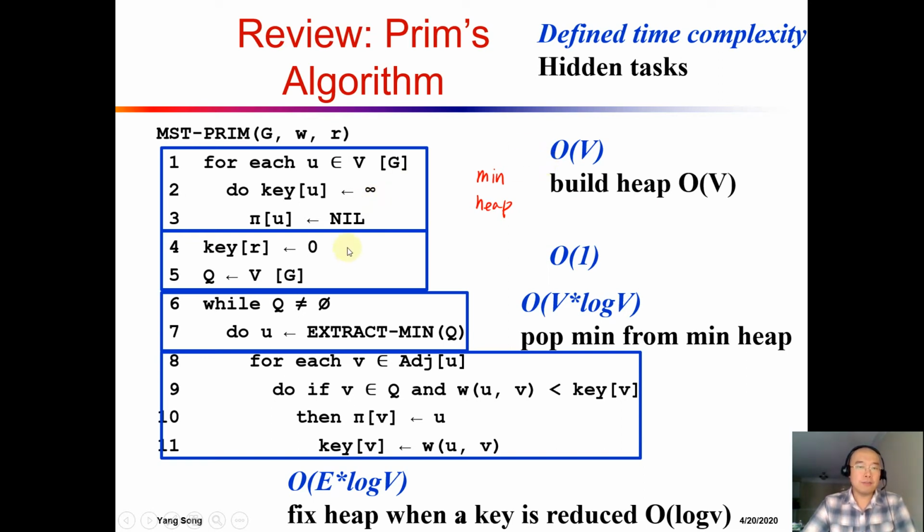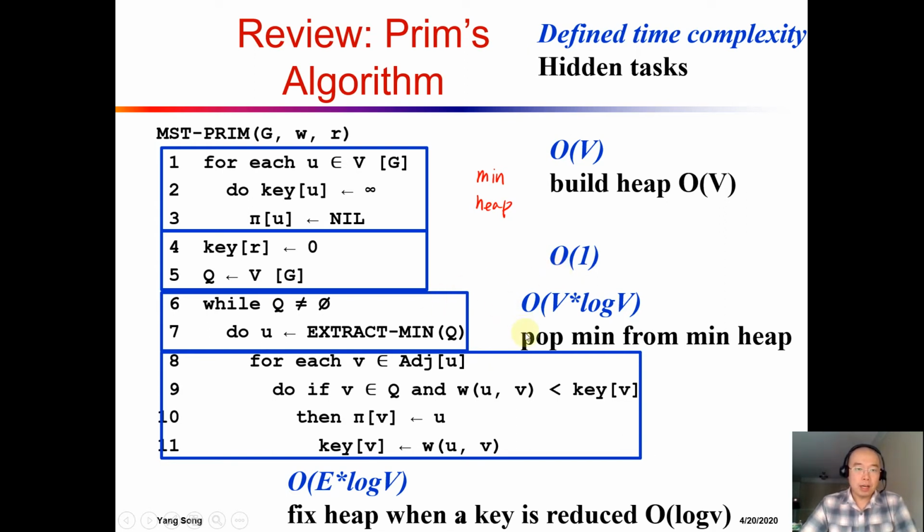Okay, and for the second box, that's the easiest. There are just two lines of code, and they're both primitive steps. So the second box is O(1). Okay, and the next one.